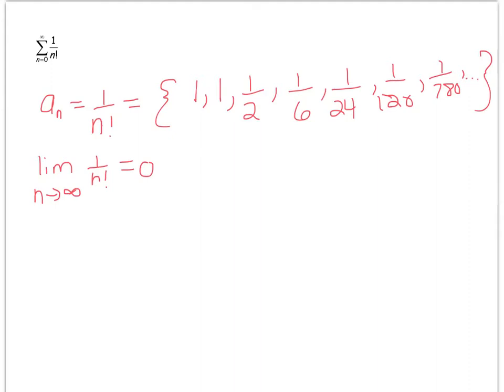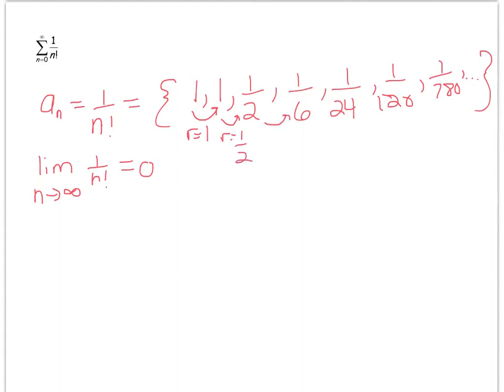Now, this series is not geometric, but let's look at the ratios here in terms of what we multiply one term by to produce the next term. So here, if I want to go from the 0th term to the first term, I would multiply by 1. But then to go from the first to the second term, I would multiply by a half.